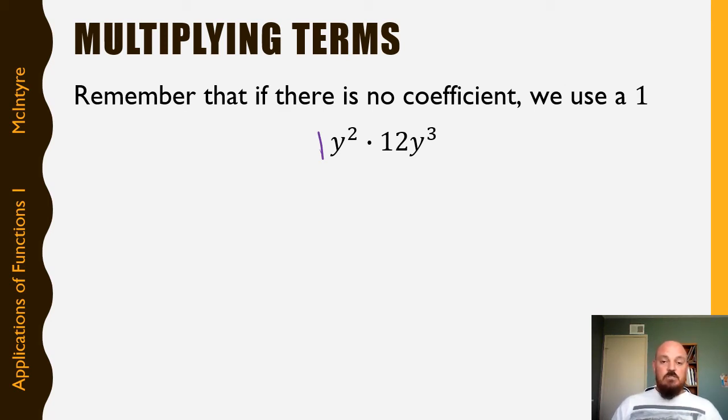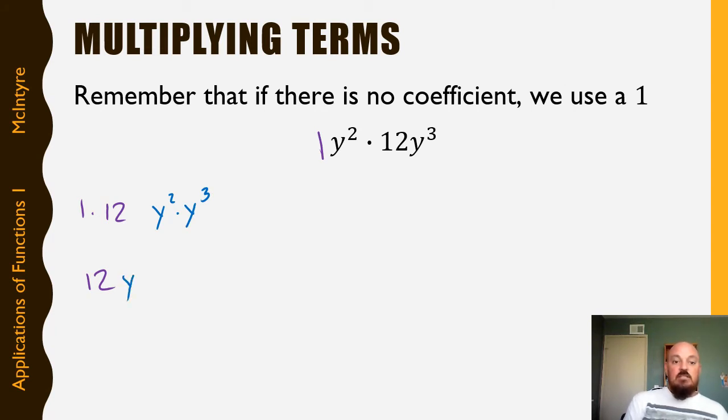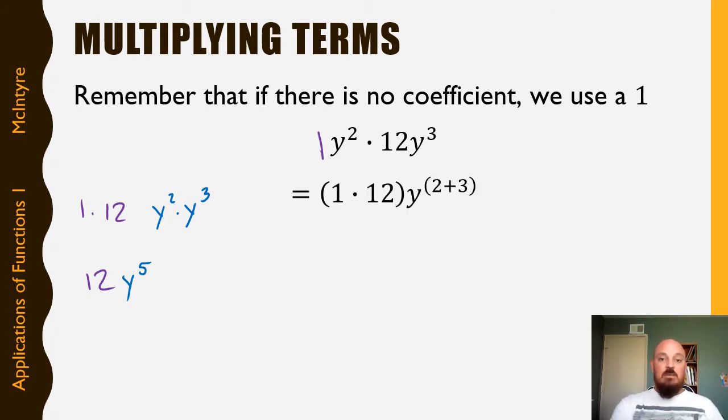So when you go to do this problem, we're going to do it the same way. I'm going to say, okay, well, first of all, what is 1 times 12? And that would be 12. And then for the second part of the question, I'm going to say, what is y squared times y cubed? And I'm going to add those exponents. 2 plus 3 is 5. So my final answer for that would be 12y to the 5th power.